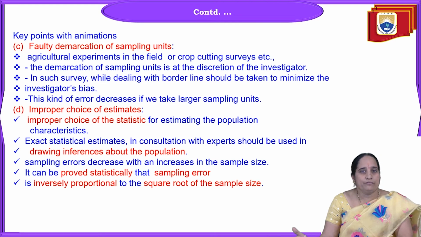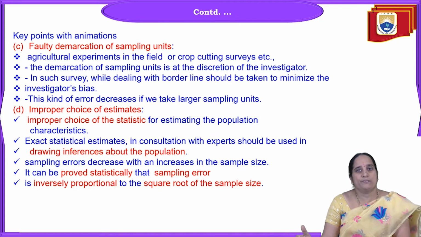Then the next type of reason is faulty demarcation of sampling units. This type of sampling error we used to find in agricultural experiments, where we used to go with crop cutting surveys, etc. Demarcation means division, where you segregate or bifurcate the sampling units at the discretion of the investigator. Based on the investigator's choice only, he is able to select the samples from different populations.